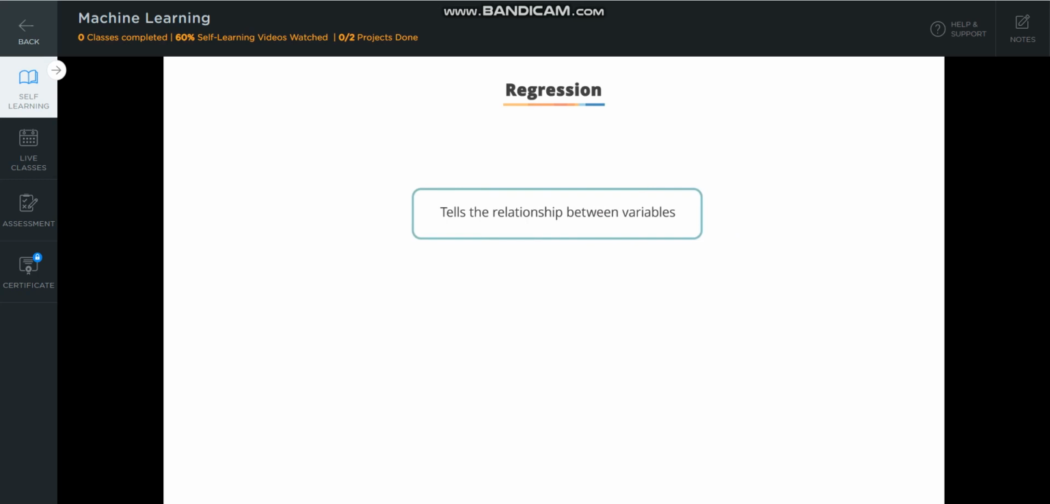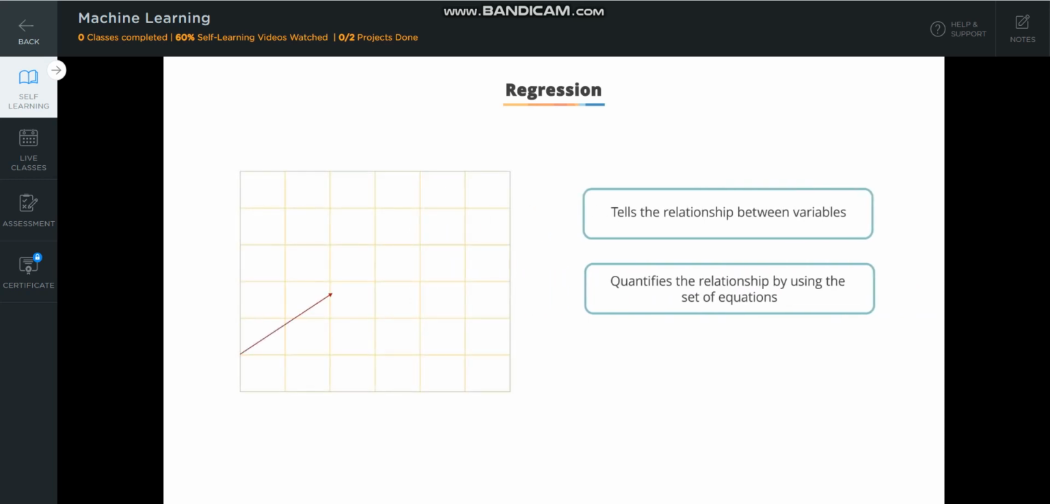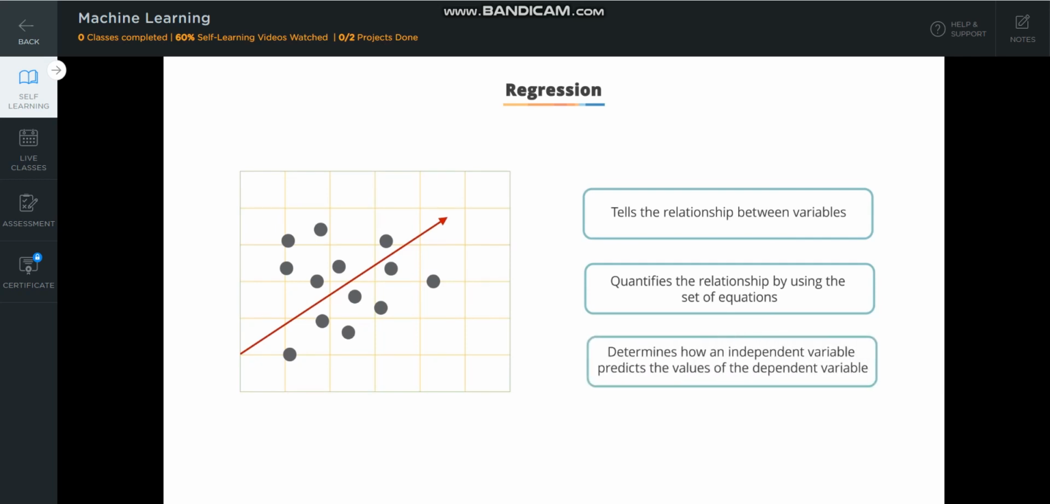Regression. First, look at how regression can help you in feature selection. Regression indicates the relationship among variables and quantifies the relationship using a set of equations. Regression analysis attempts to determine the best fit between two or more variables. The independent variable in a regression analysis is a continuous variable and thus allows you to determine how one or more independent variables predict the values of the dependent variable.